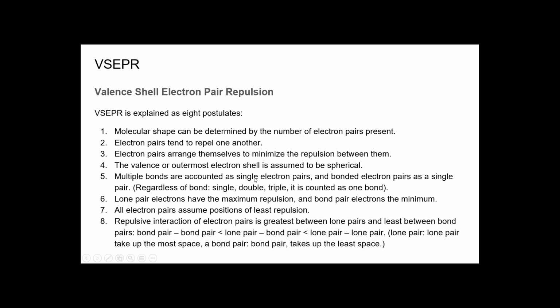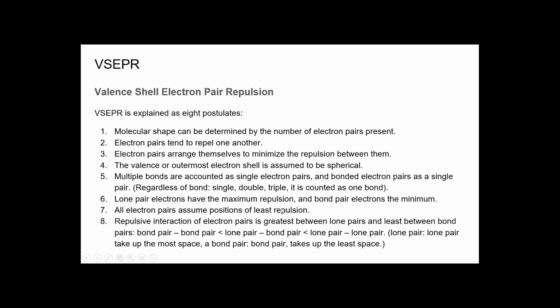Multiple bonds are counted as single electron pairs, and bonded electron pairs as a single pair. So what this means is that when I show you the chart, regardless of whether you're looking at a single, double, or triple bond, it's counted as one bond. We don't worry about what type of bond it is. Lone pair electrons have the maximum repulsion, and bond pair electrons the minimum. So all electron pairs assume positions of least repulsion.